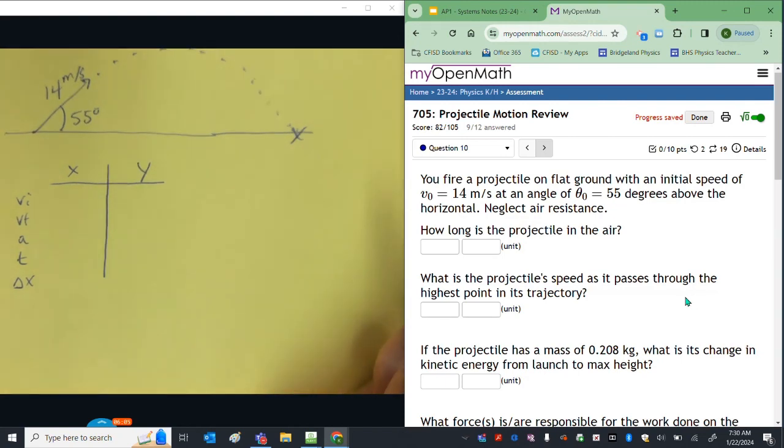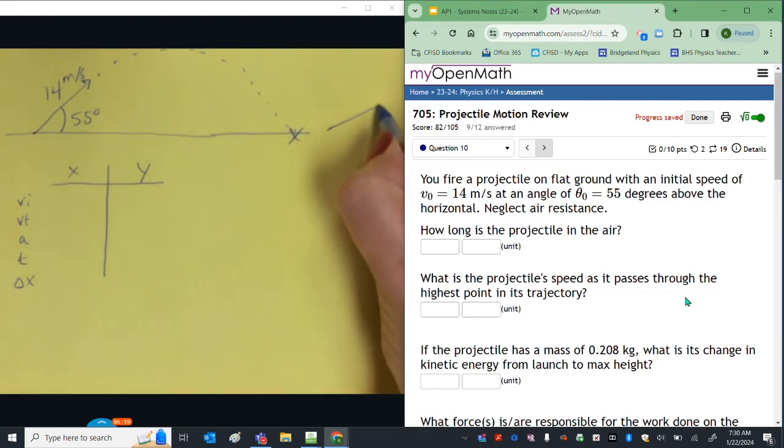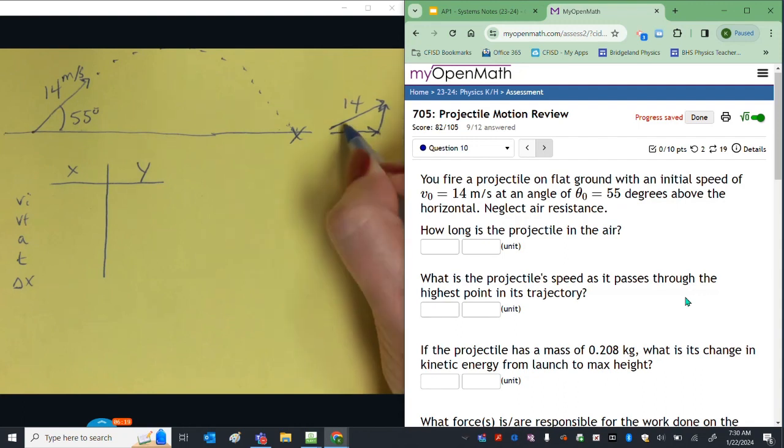I need to find the components. I have a horizontal component. Again, if you have something at an angle, part of it's horizontal, part of it's vertical. We need those two pieces. This is 14, these are not. And so we're going to be solving for them.